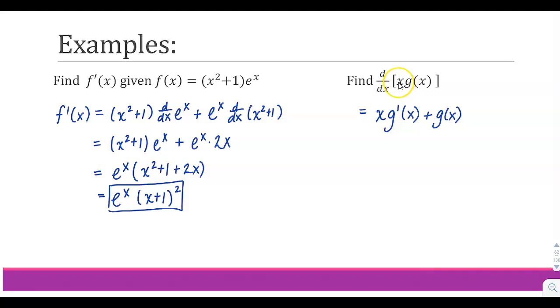Well, the derivative of x is just 1. So x g prime of x plus g of x is actually the derivative, and it's the best that we can do. There's no simplifying. I can't factor out anything because these aren't the same function. One's a derivative, one's the original.